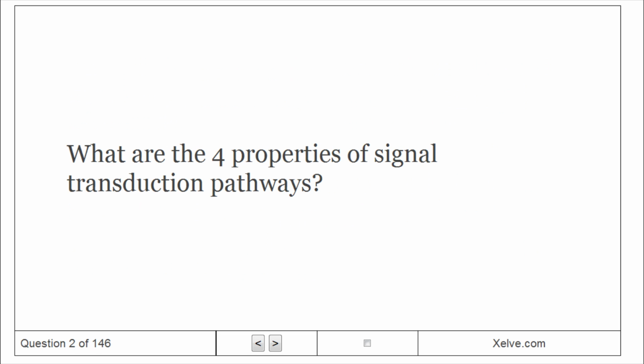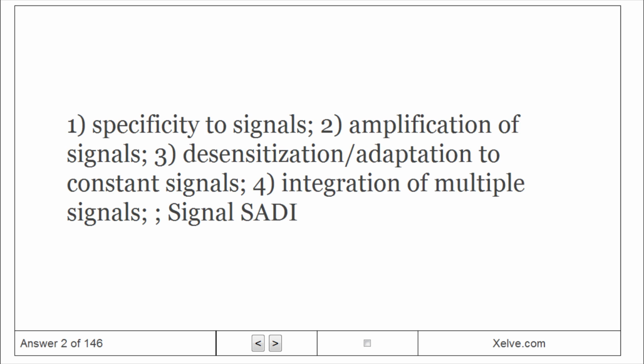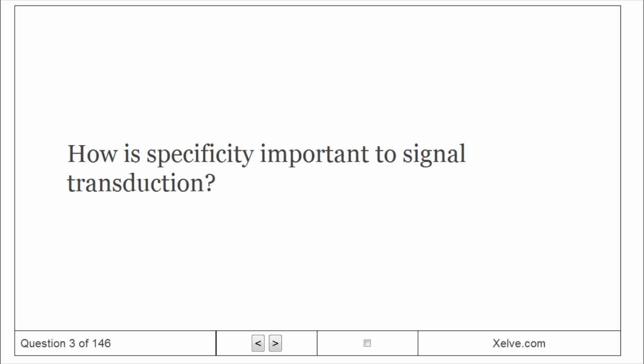What are the four properties of signal transduction pathways? 1. Specificity to signals. 2. Amplification of signals. 3. Desensitization, adaptation to constant signals. 4. Integration of multiple signals. Signal SADI.